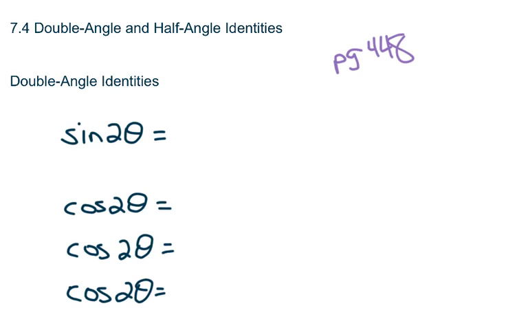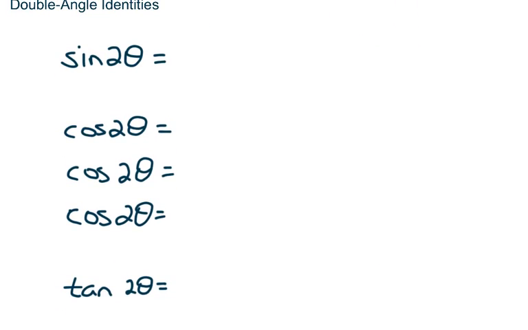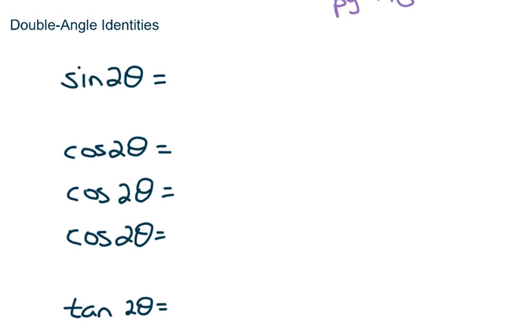We've got actually 5 double angle identities that involve just 3 of the trig functions. So sine, cosine, and tangent. Sine and tangent only have 1, but the cosine you can write it in 3 different ways. Okay, so the sine of 2 theta becomes 2 cosine of theta times the sine of theta. That would be the double angle identity for sine.